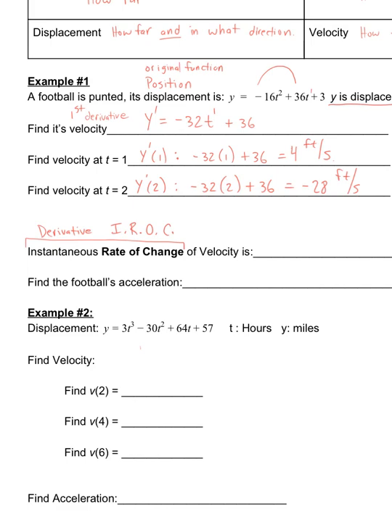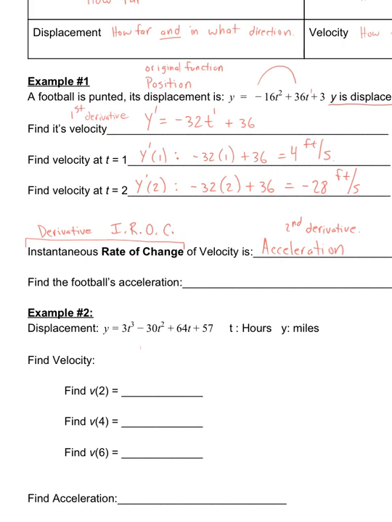IROC is the derivative. So when you change your velocity, you change your speed, that is the acceleration. We kind of talked about that earlier. Acceleration. All right, so the acceleration is the second derivative. It's the derivative of the velocity. Alrighty? So we're going to find the football's acceleration.